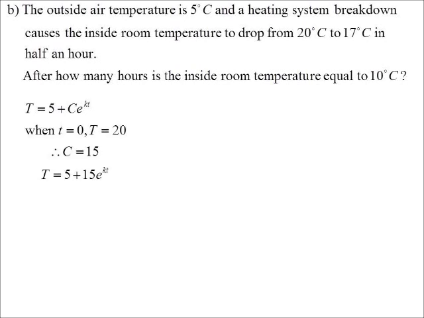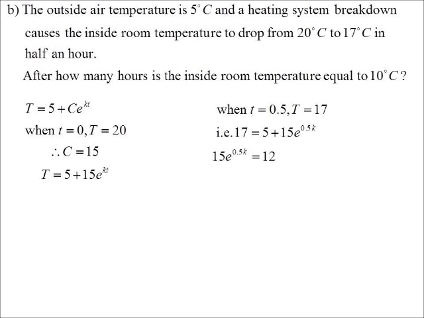The initial condition was, where is it? So initially it's 20. So C must be 15. Remember we said those two things must add together to give the initial one, but again, formally you can show that C is 15. So we now have a formula, 5 plus 15e to the kt. We now need to use the other piece of information to work out the constant. They've told us it drops from 20 to 17 in half an hour. So when t is 0.5, I now know the temperature is 17. I can rearrange that eventually.